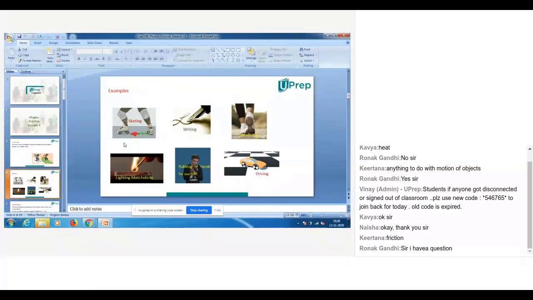Matchbox. And even if you rub your hands two to three times, what do you observe, Nana? Our hands get warm. Very good. Our hands will get warm, and if you keep them onto your chin, you can feel that heat, isn't it?